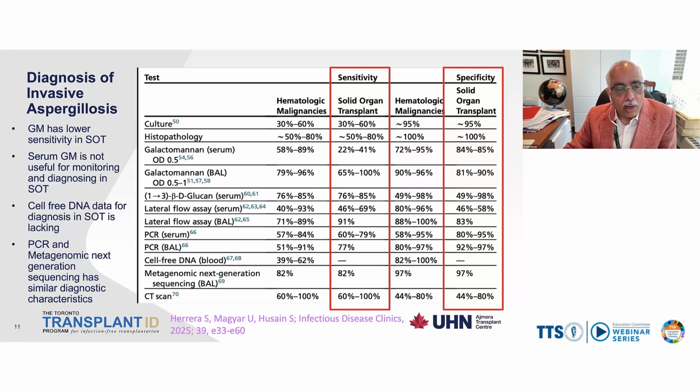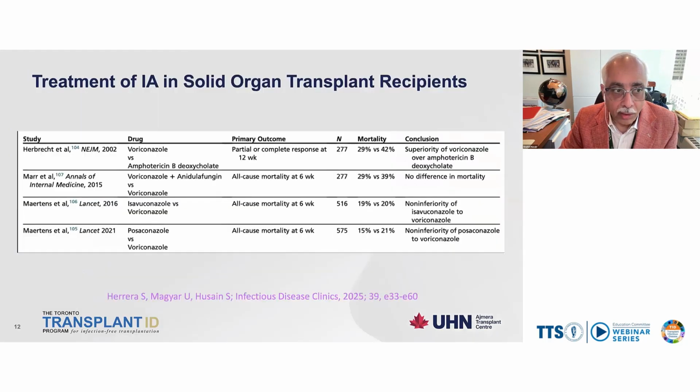Interestingly, PCR and metagenomic next generation sequencing have almost similar diagnostic characteristics in solid organ transplant as compared to hematological malignancies. The treatment of invasive aspergillosis has not been specifically studied in solid organ transplant recipients, but it follows the same paradigm that is applied in hematological malignancies.